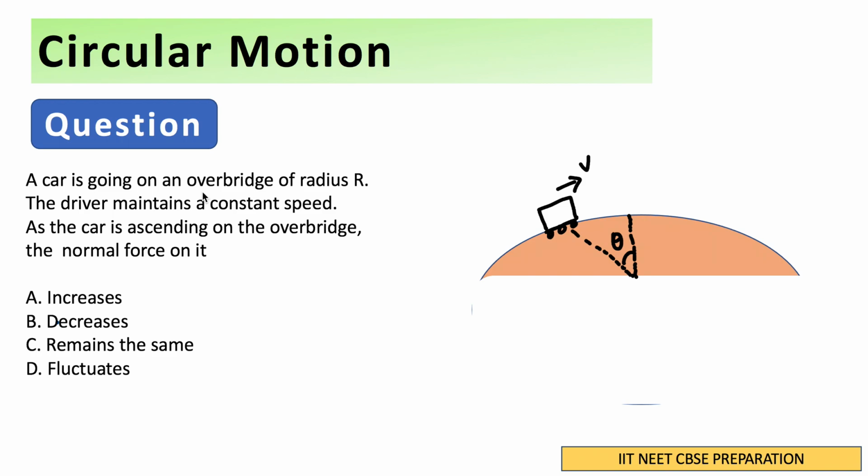or fluctuates, right? So let's see what happens when the car is ascending, and we are already given that the car is making an angle theta. So let's quickly mark what all forces are acting on this, and then once we have marked the forces, we'll see what is the equation of the normal force, and how it will vary with theta and r. So let's take a look.